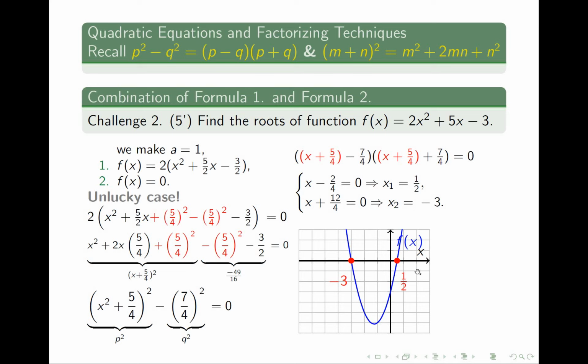So here we get the graph representation of this, and then we see that function f(x) crosses the x-axis in 2 points, namely 1/2 and minus 3.